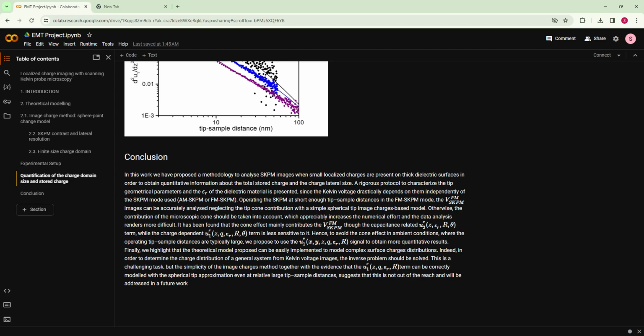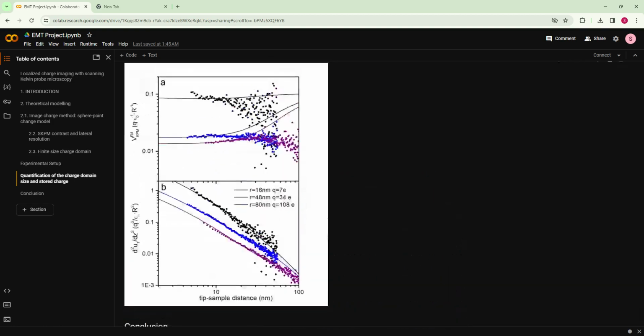In order to determine the charge distribution of a general system from Kelvin voltage image, the inverse problem should be solved. So it's a challenging task, but with the simplicity of the image charges method together with the evidence that the U1 double dash Z Q epsilon R term can be correctly modeled with a spherical tip approximation, even at relatively large tip sample distances, this is not out of reach, and will be addressed in a future work. So, that was it for now.